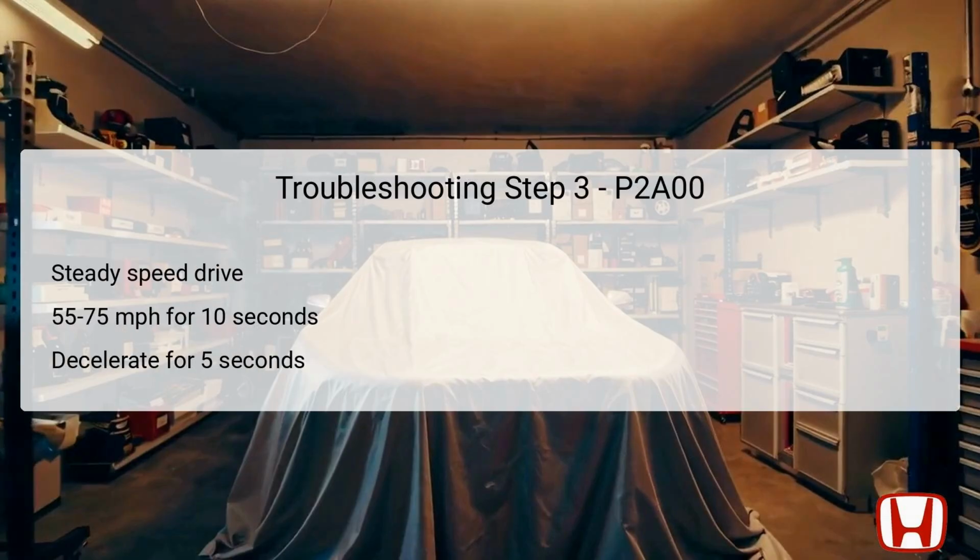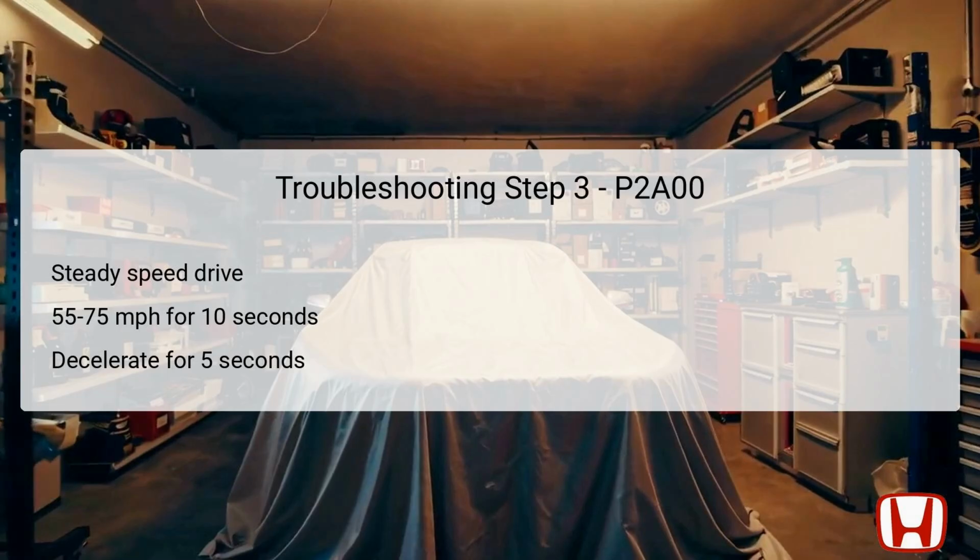In this troubleshooting step, the objective is to monitor the vehicle's behavior during a steady speed drive. The driver should accelerate to maintain a speed between 55 and 75 miles per hour, 90 to 120 kilometers per hour, for approximately 10 seconds. This process allows the AF sensor to stabilize and send accurate readings to the PCM.